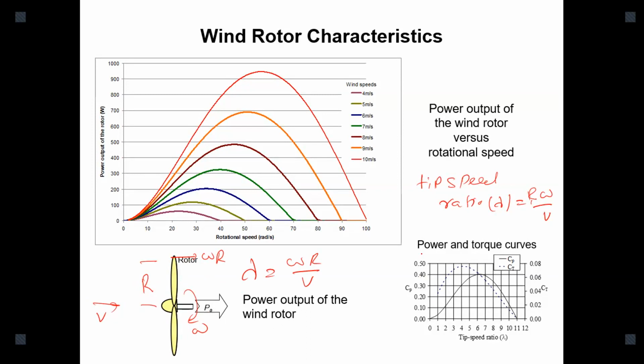Generally, this is CP. This is the important curve we need to find out for any wind rotor: tip speed ratio with CP. You can see here that there is a best tip speed ratio. Here it is 7. At 7 only it gives 0.4.